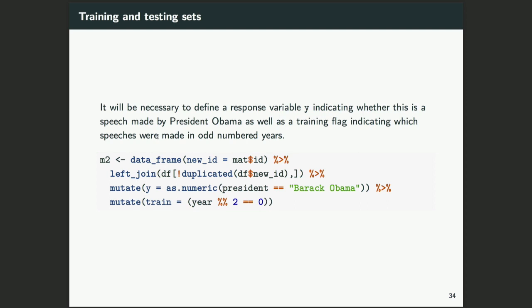Now I'll create a data frame that just contains the response variable. I'll make a response variable that asks whether or not this president was Barack Obama. So Barack Obama will be 1, George Bush will be 0. And then I want to make a training flag, because I want to train on some of my data and test on some of the other data.